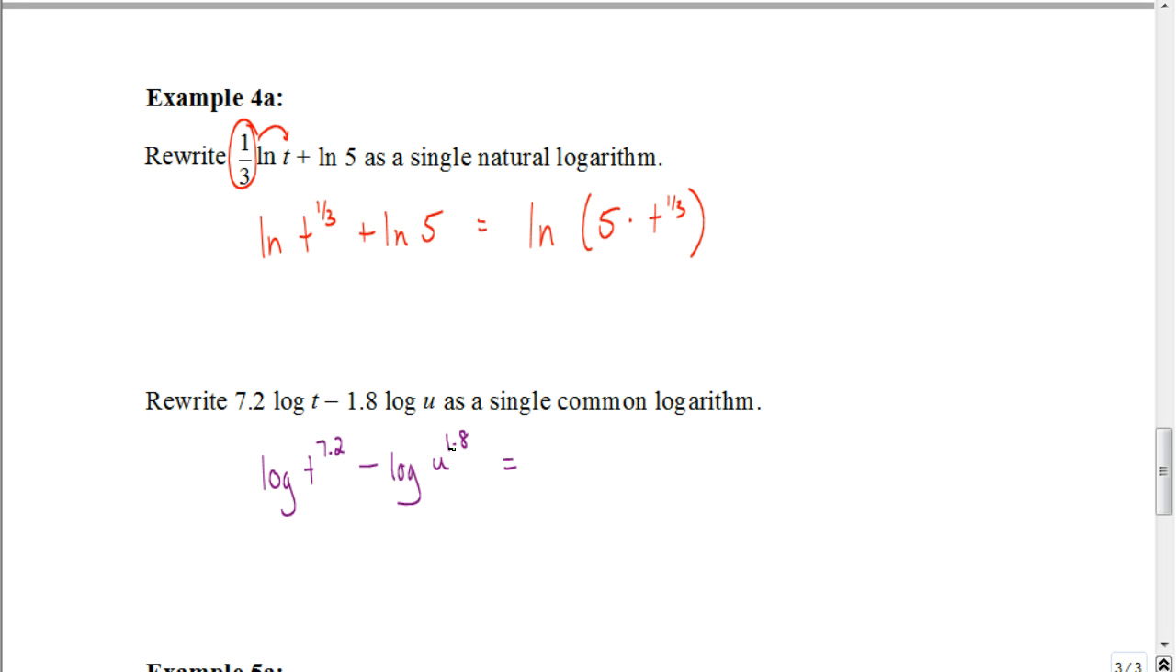To simplify this, this time we're subtracting instead of adding, so hopefully you didn't make that mistake. So instead of multiplying these two values together, we're going to divide them. So it'll be the log of t to the 7.2 power divided by u to the 1.8 power.